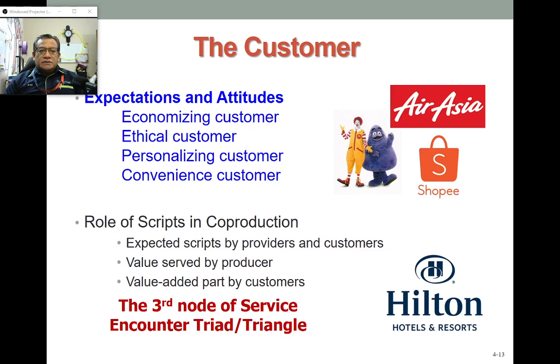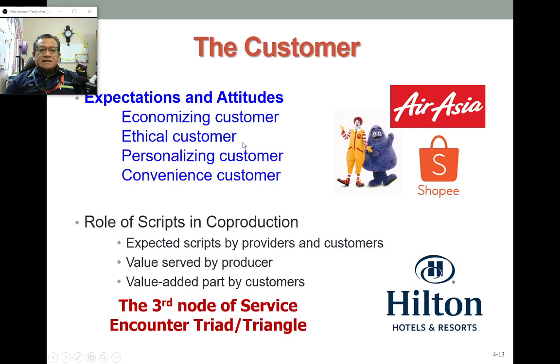They are also economizing on the cost they pay for every individual item. For example, if you want to have a hot seat, then you have to pay extra. They are also economizing on the menu of food served at Air Asia. If you need it, you order it. If you don't want it, you don't have to order. That is the aspect of the economizing customer: paying for every aspect of the service, including only what they need.